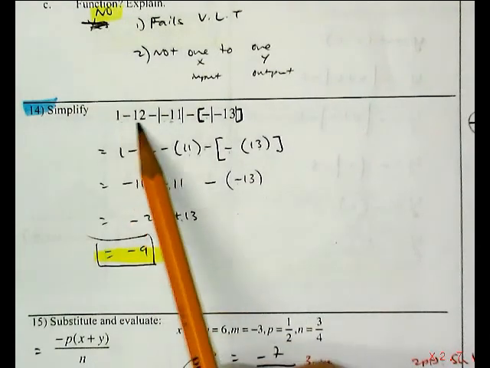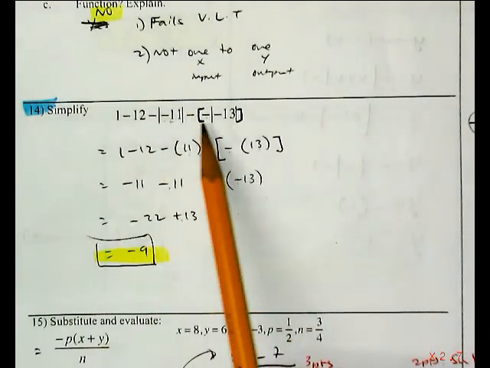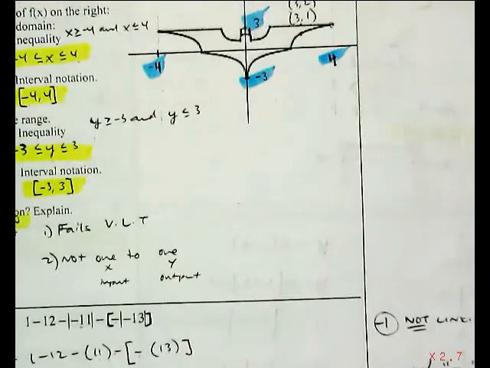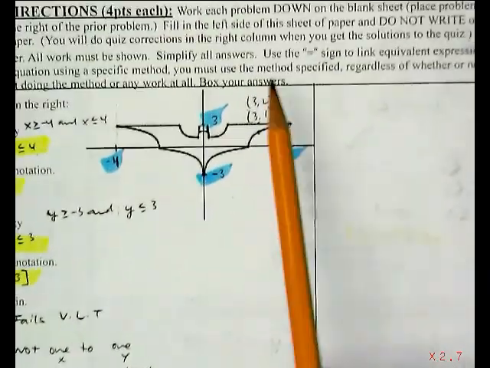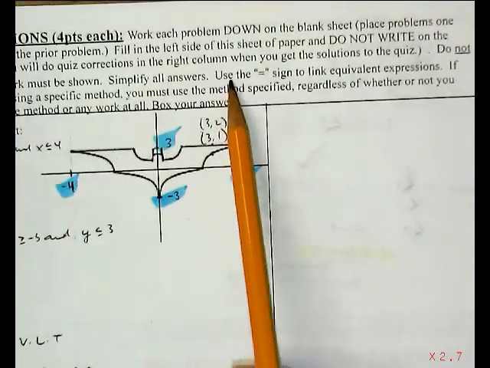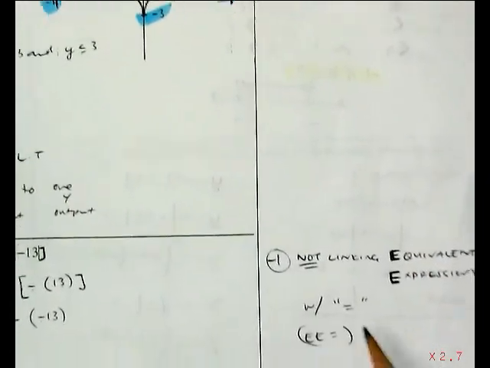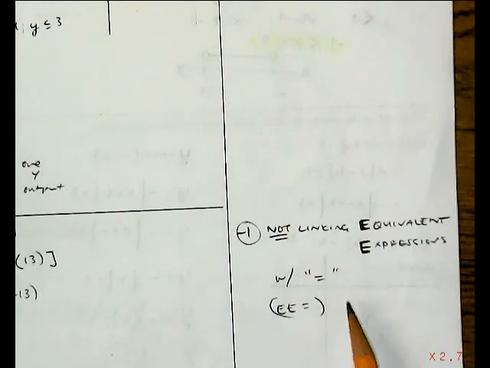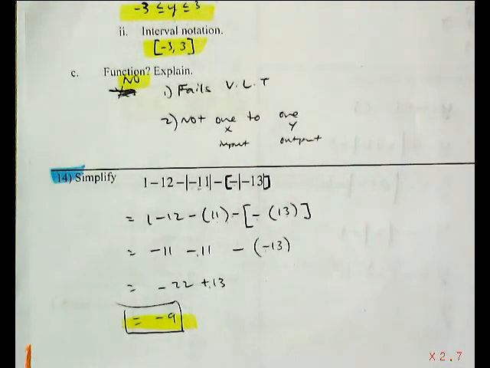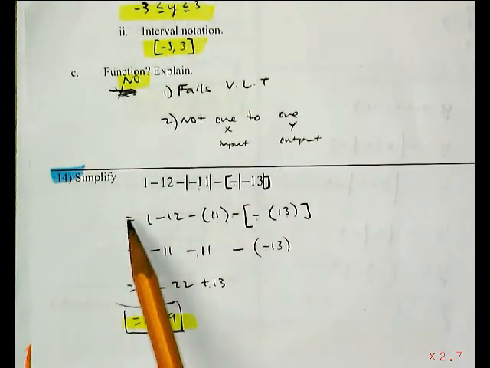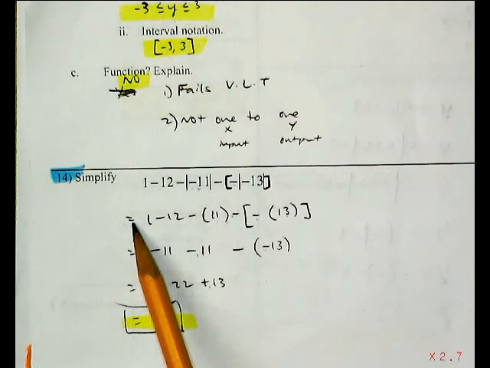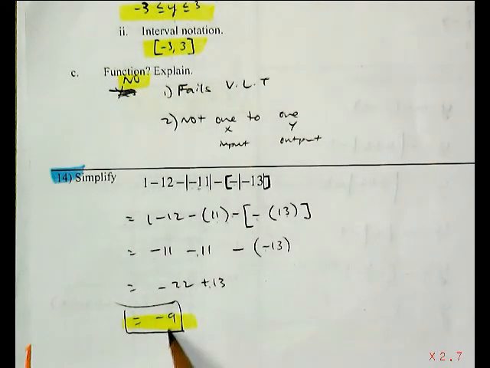Notice how the original problem doesn't have an equal sign, therefore it's an expression. And my directions up here said to use the equal sign to link equivalent expressions. So if you saw this on your paper, I'm starting to mark you off points. -1 for not linking equivalent expressions, -1 for EE. So that essentially means this expression is equal to this expression. So you should have equal signs all the way down.